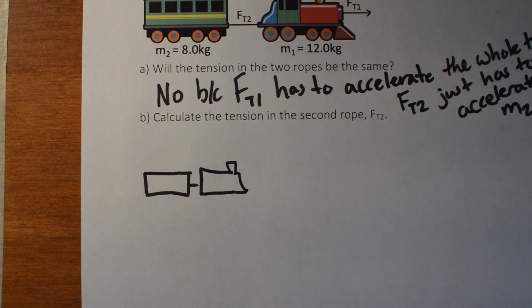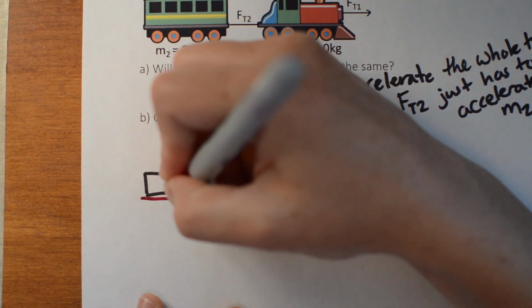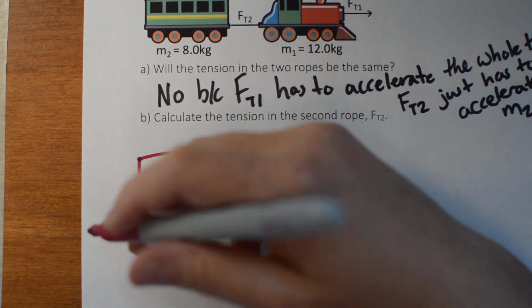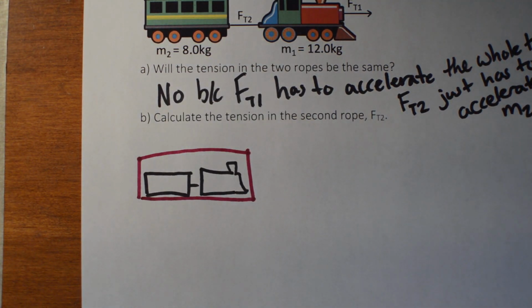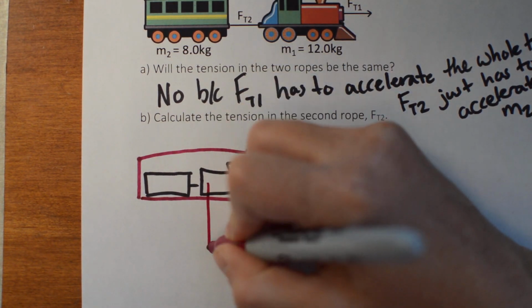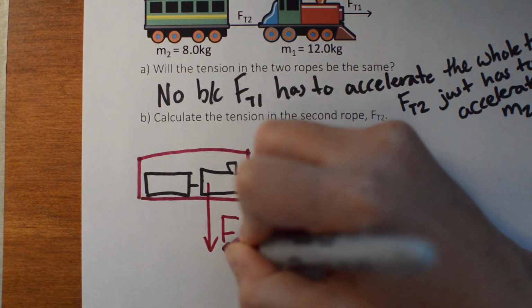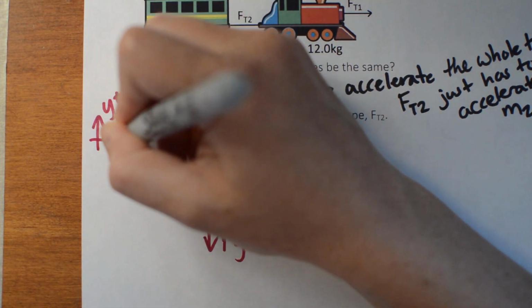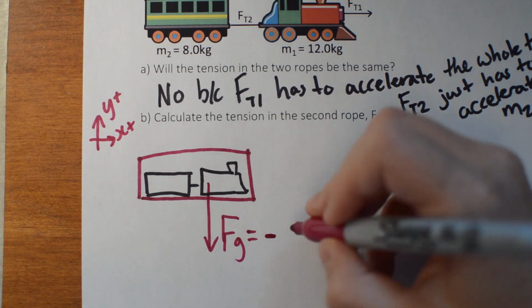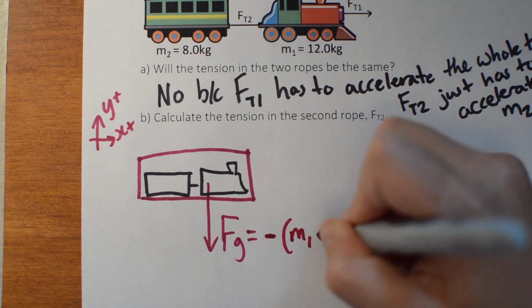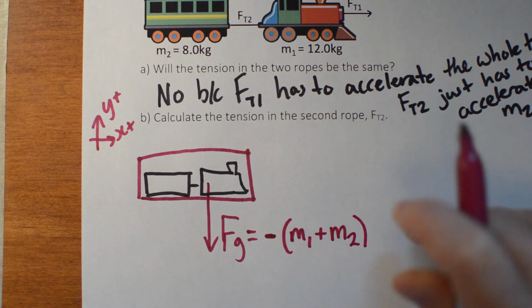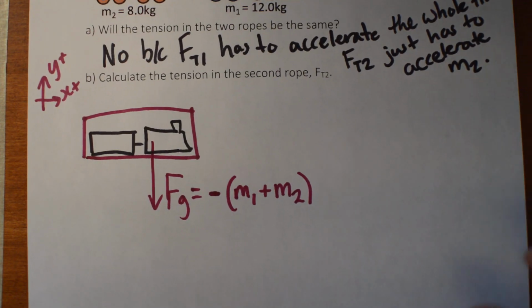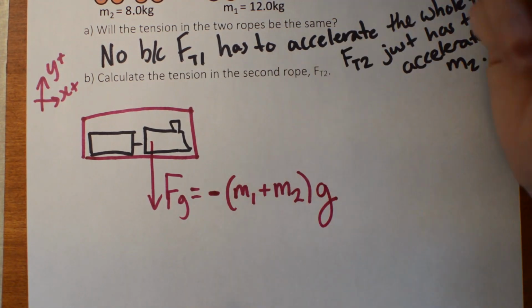My first free body diagram I'm going to do in sort of pink here is of that entire system, so that we're making them one object. So what forces would the whole system feel? Well, it would feel force of gravity down. And that force of gravity is going to be, of course, negative. I'll make my coordinate system y positive up and x positive forward. It'll be negative, and it'll be negative the entire mass. So that's m1 plus m2, right? It's both the car and the train together. It's going to be 20 kilograms of mass here, times g, of course, so mg.